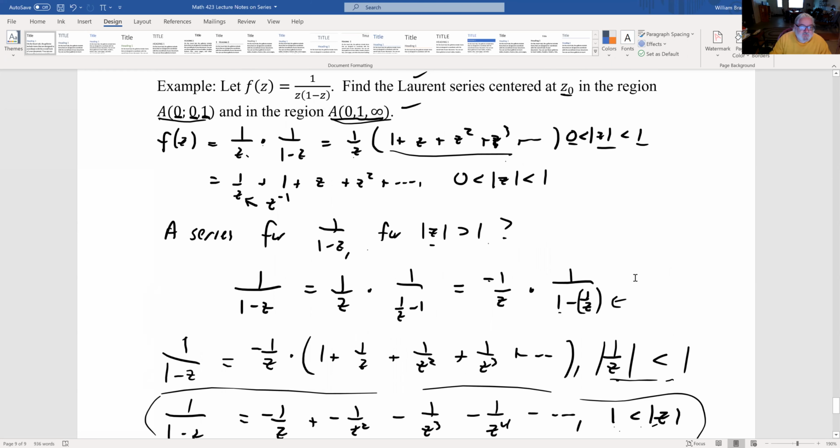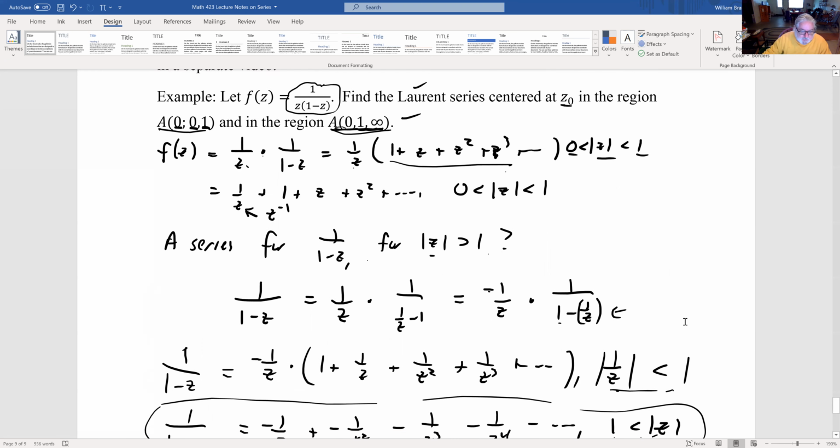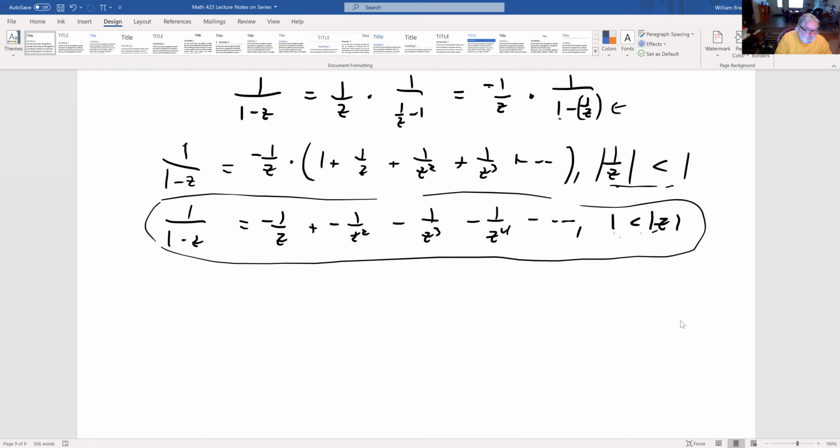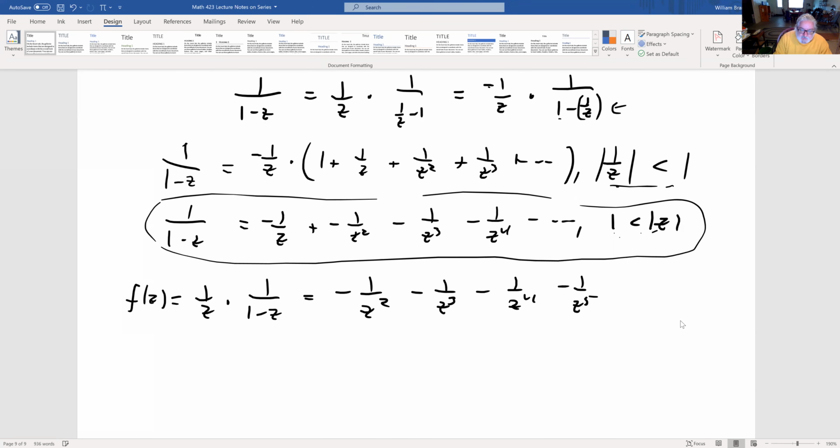So what's a series for this function for z's bigger than 1? Well, just multiply everything by 1 over z, and you get terms like 1 over z cubed, 1 over z to the 4th, minus 1 over z to the 5th. And that converges as long as you are outside of that.